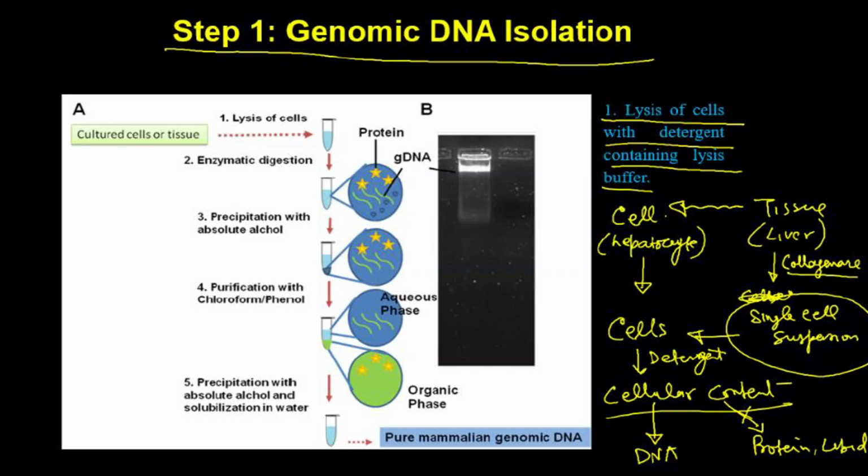Also, the DNA, as we all know, is wrapped around histone proteins. To remove those histone proteins also, this purification with chloroform and phenol is important. Then the precipitation with absolute alcohol and solubilization in water will be done, so that the samples can further be used for digestion with different enzymes, and then separated on the gel. Okay.